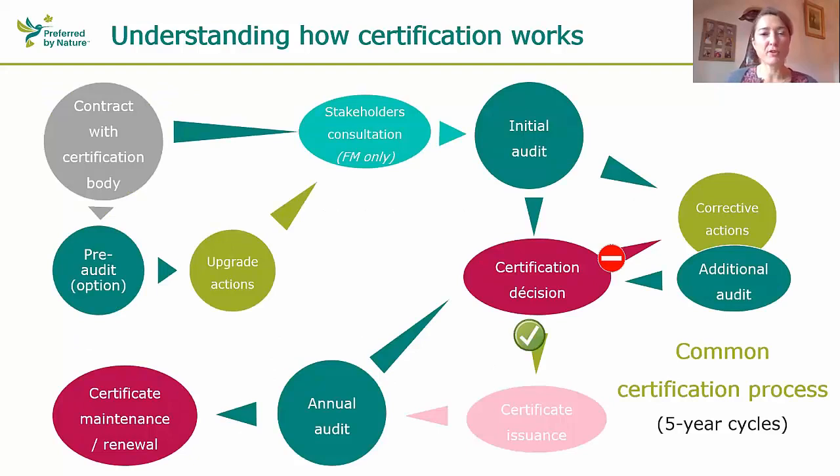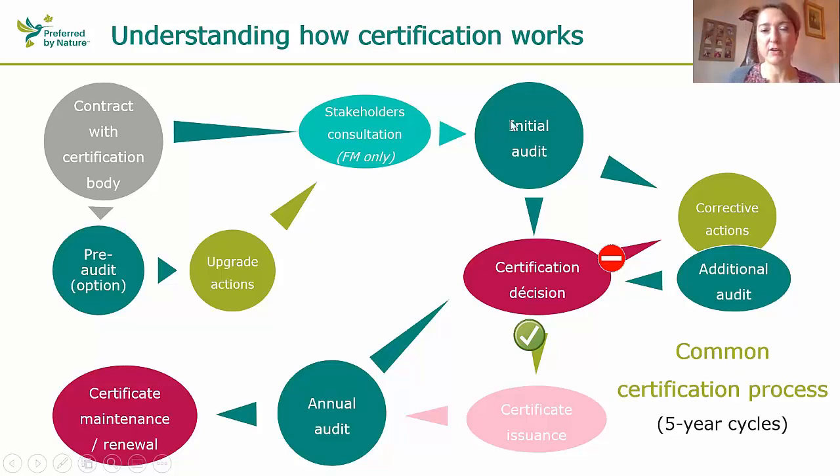And a few words about the certification process. What are the different stages to be certified? First of all, we start with a contract, meaning the company that wants to be certified has to sign a contract with the certification body of its choice. It may choose the certification body it wants, but the certification body should be accredited, of course, or qualified for that. The pre-audit could be optional to upgrade the level of conformity.